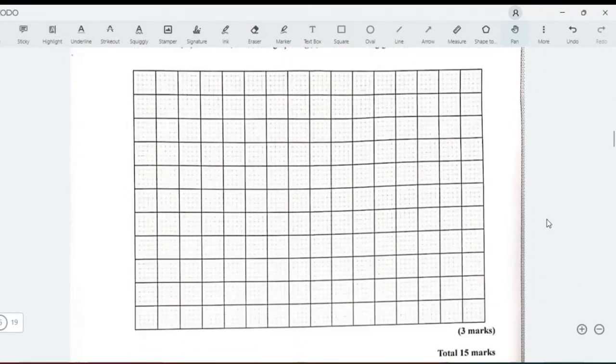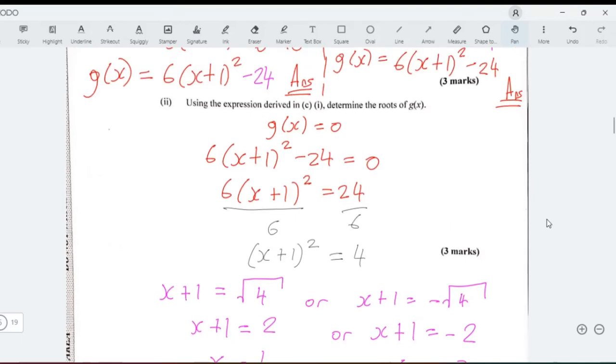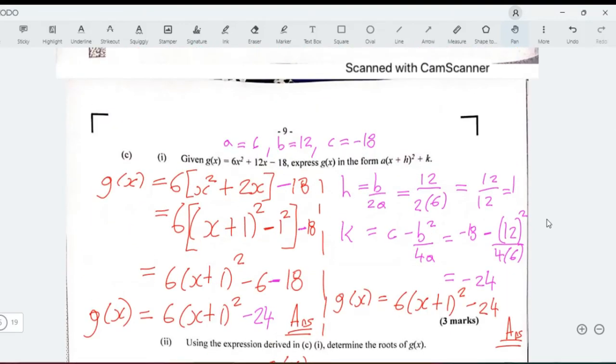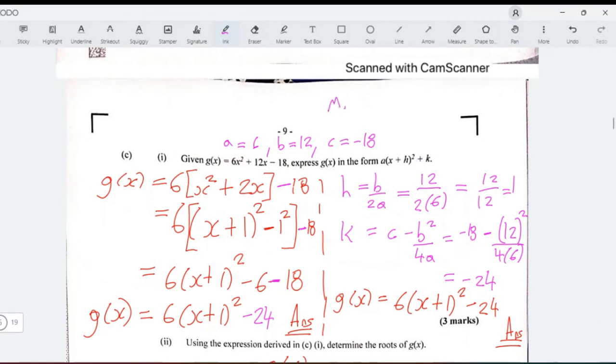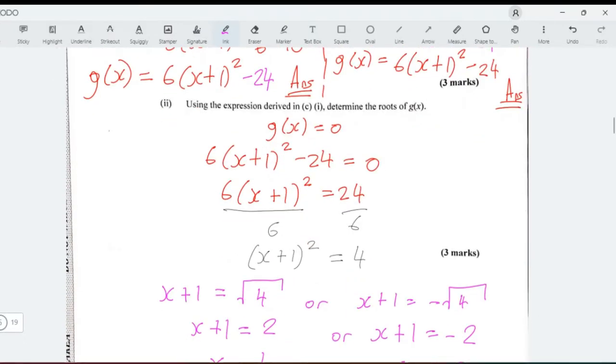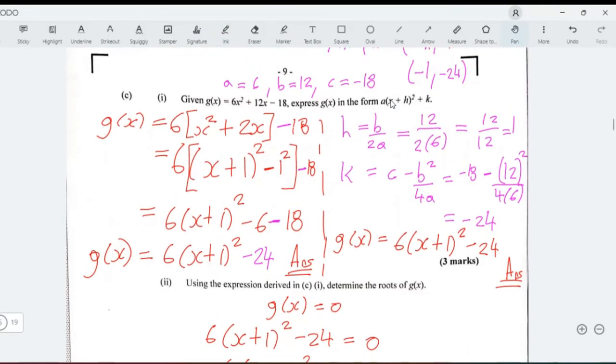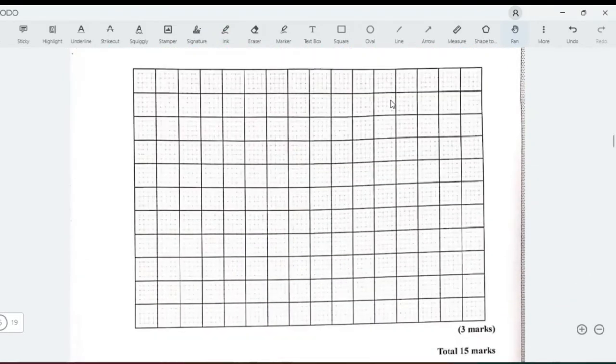Now they say, hence, sketch a graph. Now we can sketch a graph because what do we know? We know the minimum point. Just to write down what we know. We know the minimum point. And the minimum point, remember, is negative h, k. So from this question, the minimum point is negative 1, negative 24. So that's our minimum point. We know our roots and we know our y-intercept. So now we can go ahead and sketch a graph.